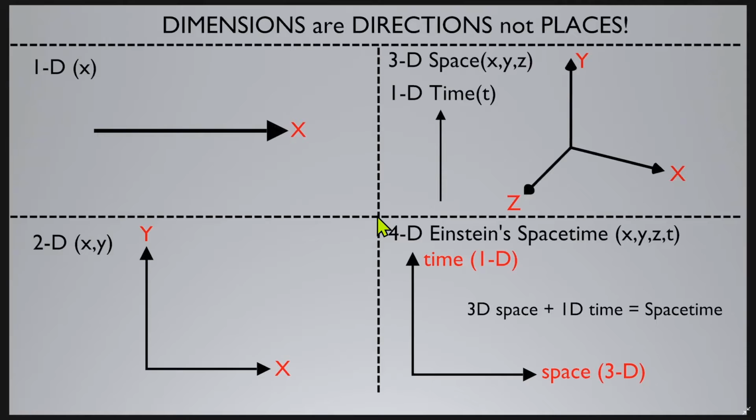We have length, width, and height. Time is another direction. It's not another place. It's a direction. So let's just do a quick review here on our dimensions. Obviously, here we've got one dimension, very simple, the x direction. There's no up or down. There's no other way. It's just this line. That's x.